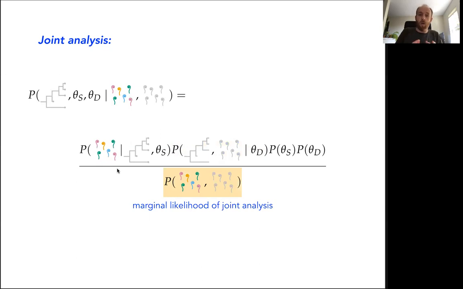A critical piece here is that whether we do a sequential analysis or joint analysis, at the end of the day, our posterior distribution of the tree and other model parameters is identical. It doesn't care whether you analyze them simultaneously or one at a time, it's the same. So how does this help? Well, it allows us to make some theoretical predictions about the errors that we observe.